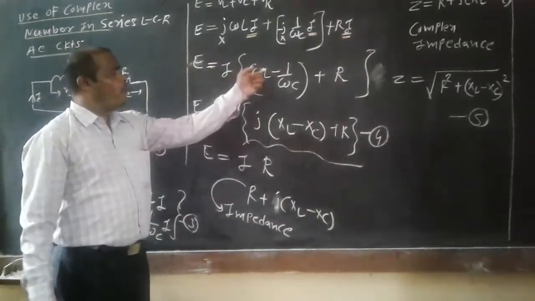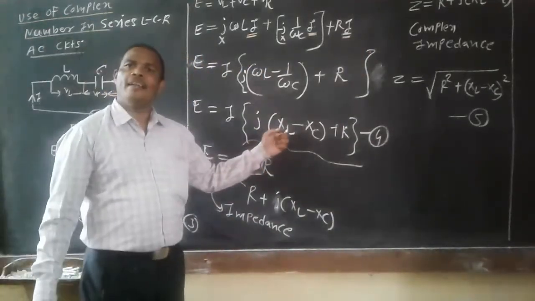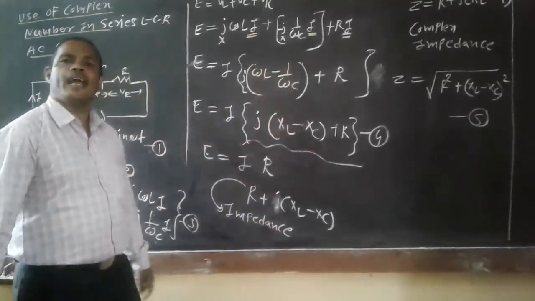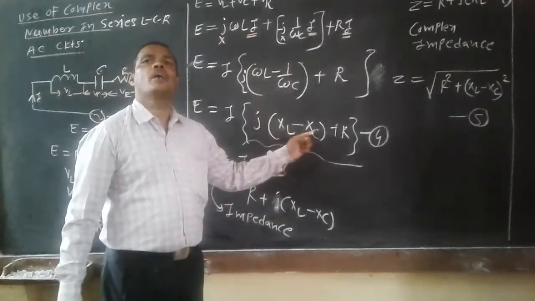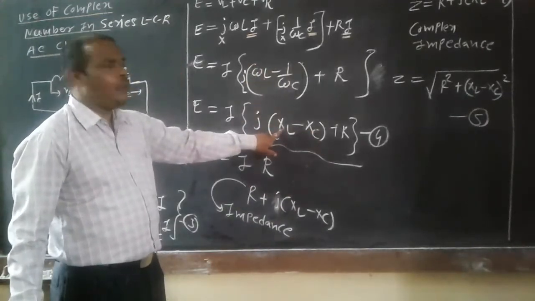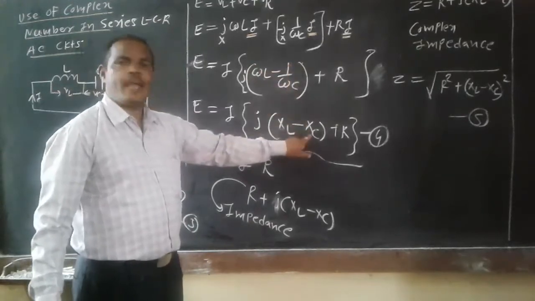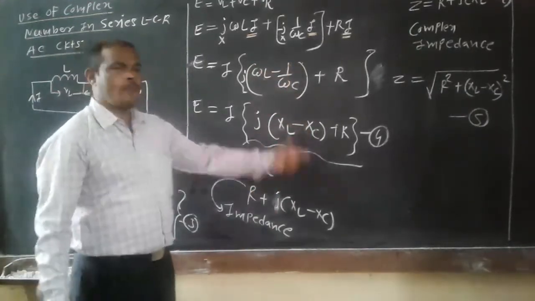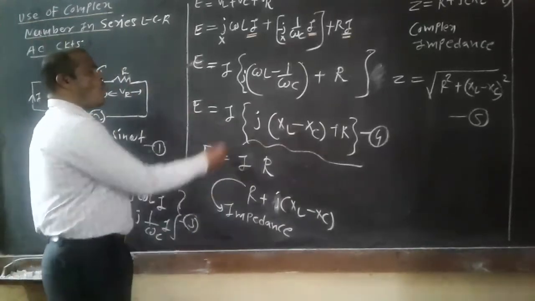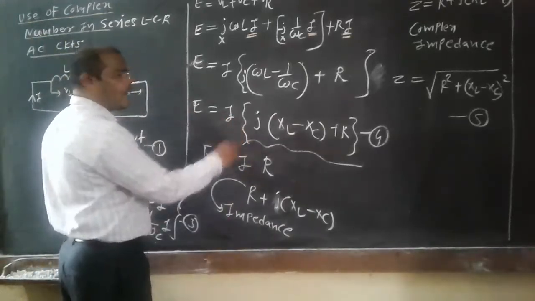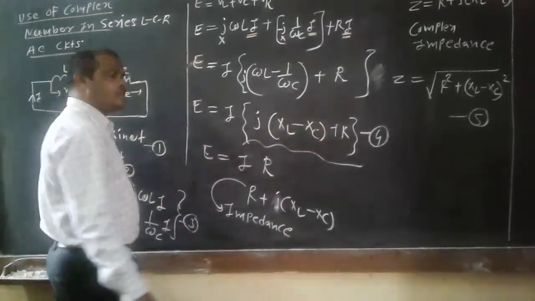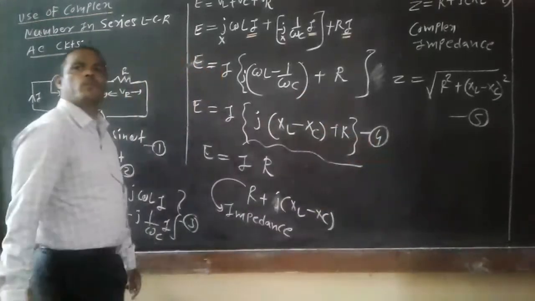Now omega L can be written as XL, that is inductive reactance, and 1 upon omega C can be written as XC, that is capacitive reactance. So put omega L as XL and 1 upon omega C as XC. All the remaining terms as it is. We get the new equation E is equal to I into curly bracket j (XL minus XC) plus R. Say this is equation 4.